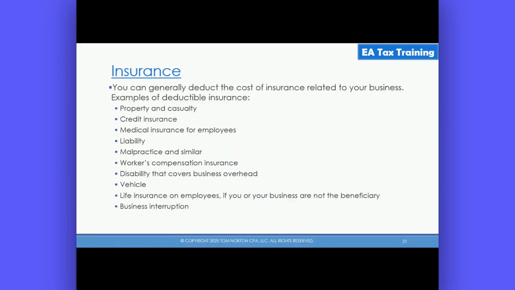Insurance. You can generally deduct the cost of insurance related to your business. So some examples of deductible insurance are shown on the screen. I'm not going to read through all of those, but these are the normal types of insurance that you would have: property and casualty, liability insurance, malpractice, etc. Life insurance on employees is deductible unless you or your business are the beneficiary of that life insurance policy, in which case they are not deductible.